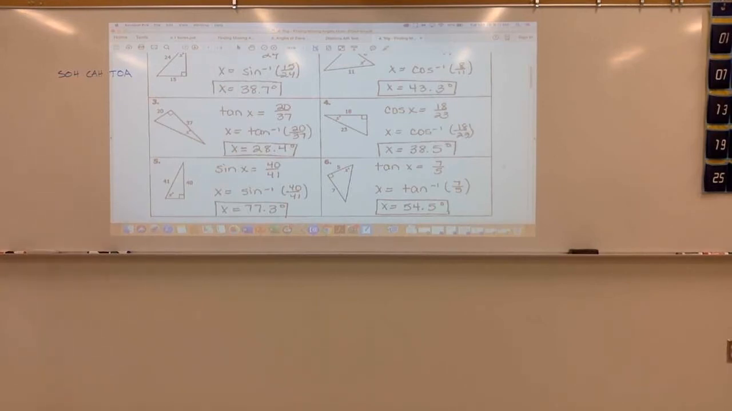Yeah, if it says domain error, you probably chose the wrong trig function.